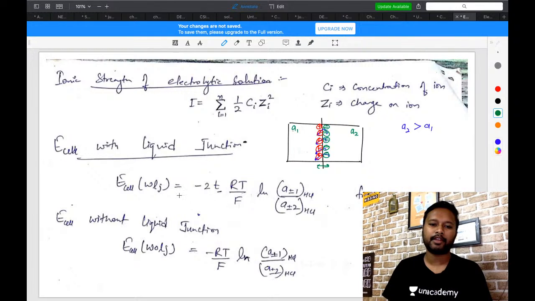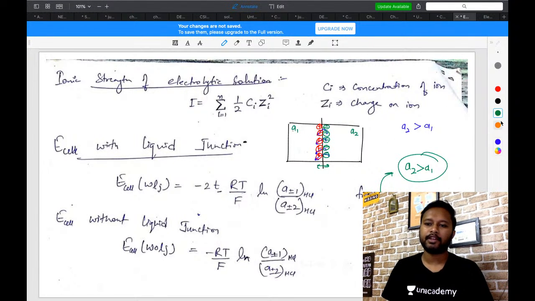And the formula for this is given by minus 2t minus RT upon F ln A1 upon A2. A1 and A2 are different activities of the same concentration cell, and for spontaneity you should know that A2 should be greater than A1. This is for the spontaneous process or for the spontaneous reaction.